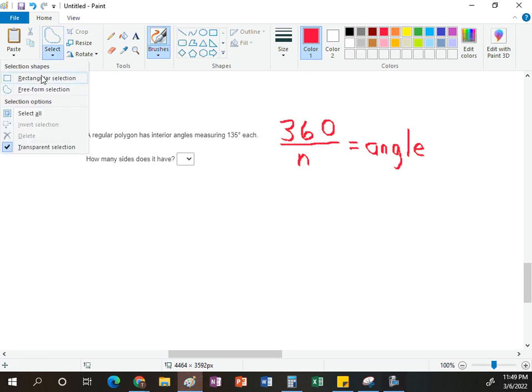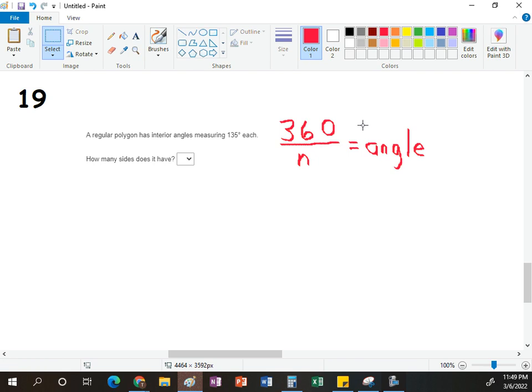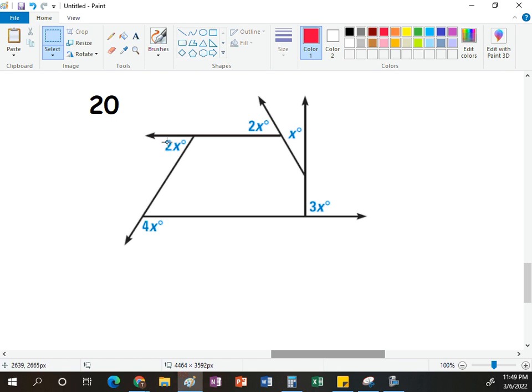But in this case, we don't know how many sides it has. Instead, we know what the angles measure. So what we're going to do is simply swap these two, and you know what the angle is. It's 135 degrees. So we take the 360 and divide by the measure of each angle, and that will tell us how many sides the shape has.